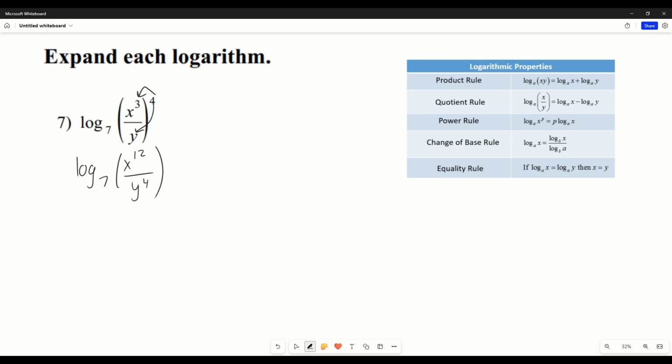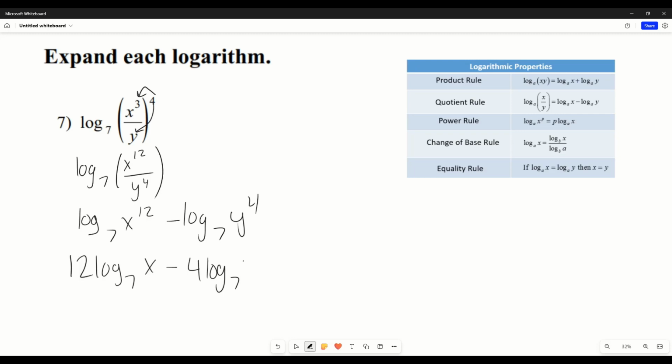Now we're going to use the quotient rule and make these subtract each other with two different logs. So we have log base 7 of x to the 12th power minus log base 7 of y to the fourth power. And then we're going to use the power rule by bringing these exponents to the front of the log. So there's going to be 12 times log base 7 of x minus 4 times log base 7 of y. And this is our expanded form for this question.